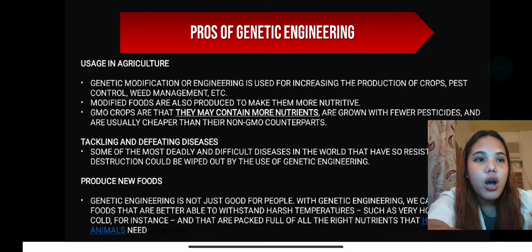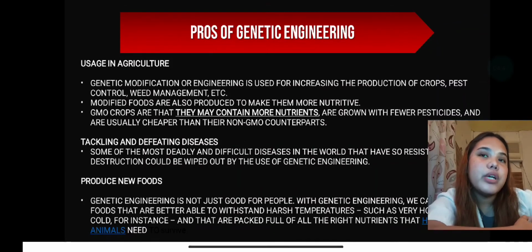Advances have also been made in developing crops that mature faster and tolerate drought, frost, and other environmental stressors, allowing plants to grow in conditions where they might not otherwise flourish or function. Modified foods are also produced to make them more nutritive. Certain GMO crops are designed to provide more nutrients like vitamins or minerals.